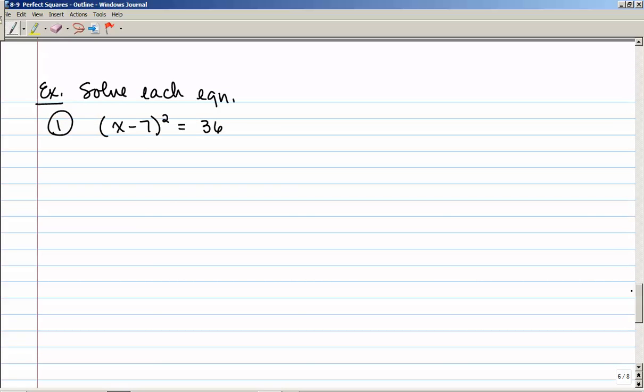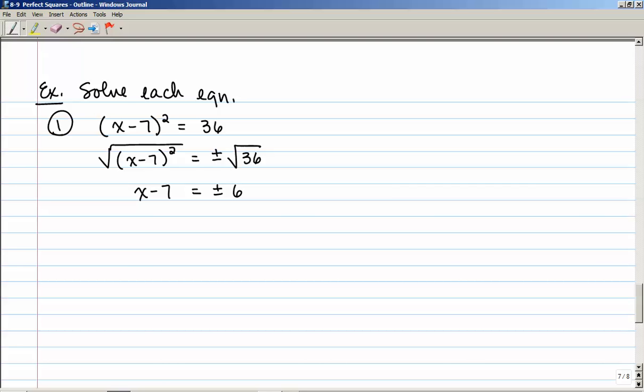Here's a pretty straightforward example. I have the quantity x minus 7 squared equals 36. To solve this, I'm going to take the square root of both sides. Taking the square root of x minus 7 squared, and the positive or negative square root of 36. The square root sign and the squared cancel each other out, so I'm left with x minus 7, and that equals plus or minus the square root of 36, which is 6. Remember, once you've taken the square root of something, the square root sign goes away.